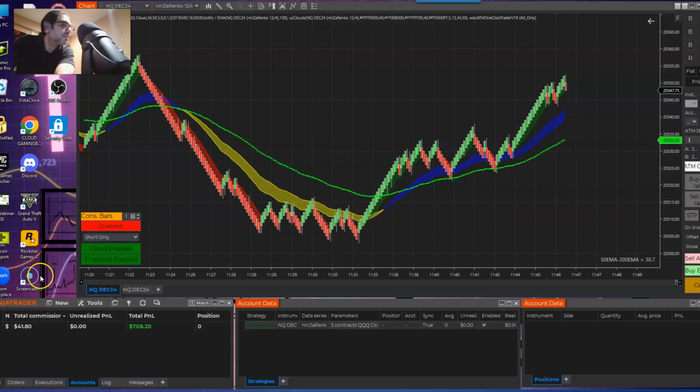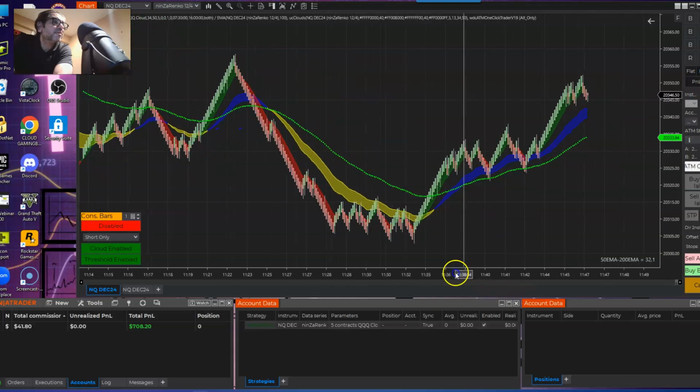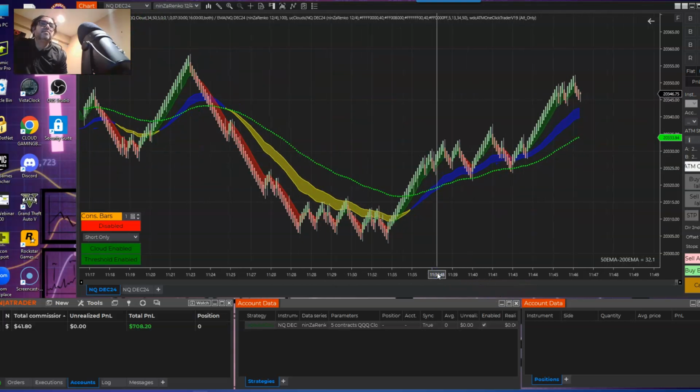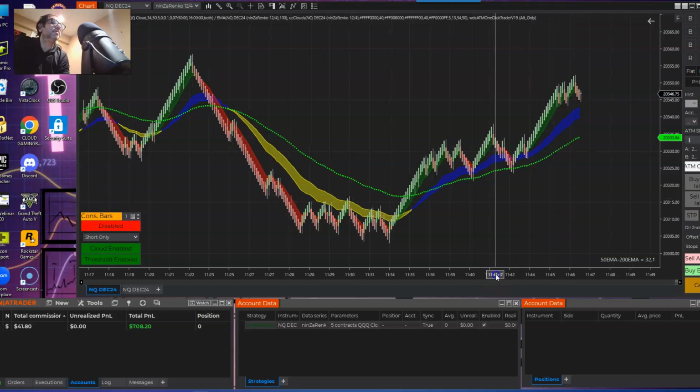Okay, I disabled the strategy here because the market condition is not right now. It's getting back into the range, right? So that's very important for you to know. The market condition, right?